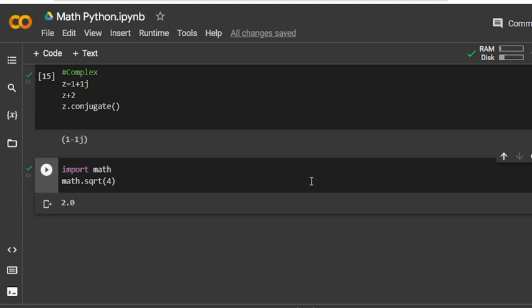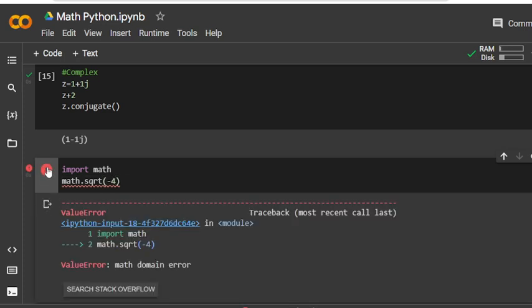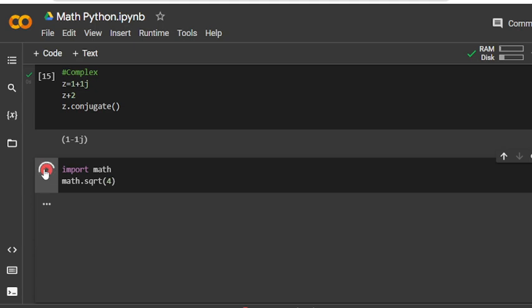If I write it like this and run it, we get a value error, but if I remove this one, we don't get any error. So the square root of a negative number is not defined for this sqrt function, which deals only with real numbers. The square root of a negative number will be a complex number, which can be found using the alternative sqrt function from the cmath module in the Python standard library.